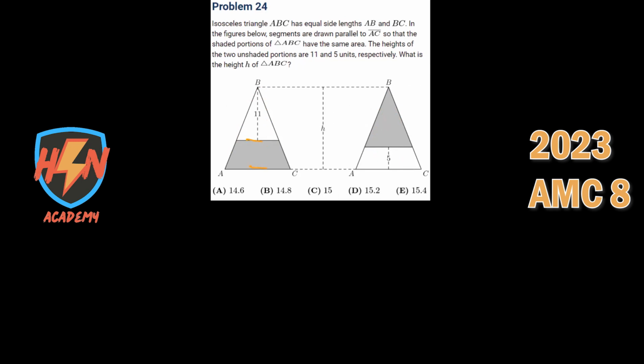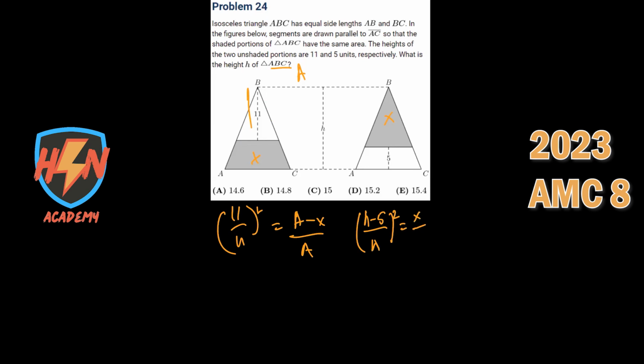In this problem, these lines are parallel. That means these triangles are similar. Since the gray areas are equal, let's call them X, and let's call the area of the bigger triangle A. Now using ratios, 11 over H squared would be equal to the area of the top triangle, which is A minus X, over the total area, which is A. For the other triangle, it would be H minus 5 over H squared equals, so the top triangle is X over the total area, which is A.